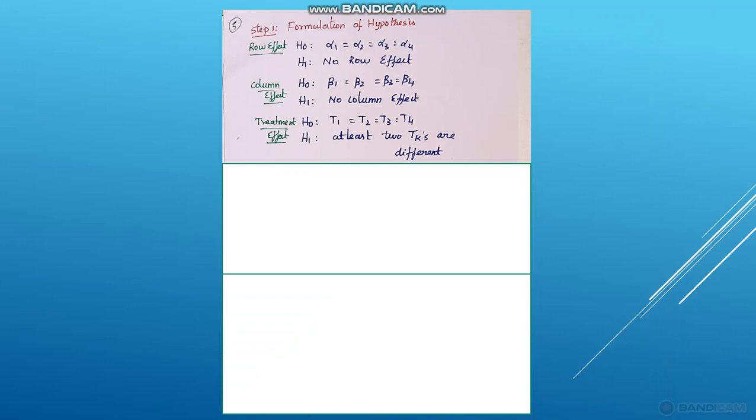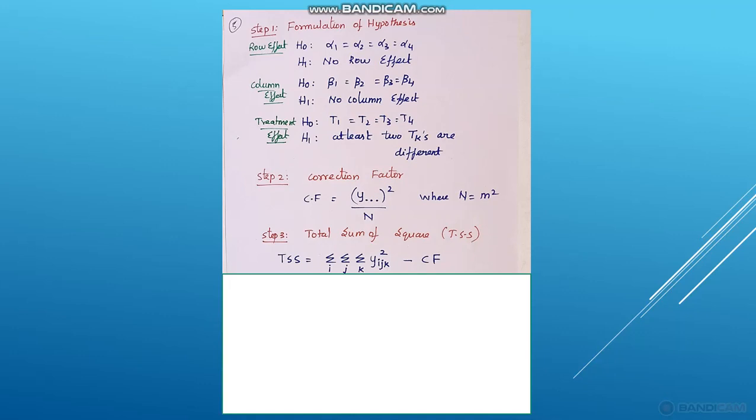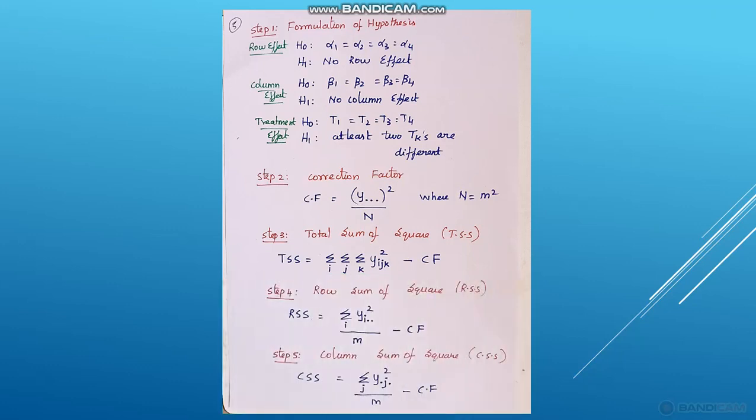In step 1 you want to formulate the hypotheses. In this we will have three hypotheses: the row effect, the column effect, and the treatment effect. The second step is you want to find the correction factor, that is the grand total whole square divided by n. The third step is you want to find the total sum of square. The formula is like this. The fourth step is you want to find the row sum of square.